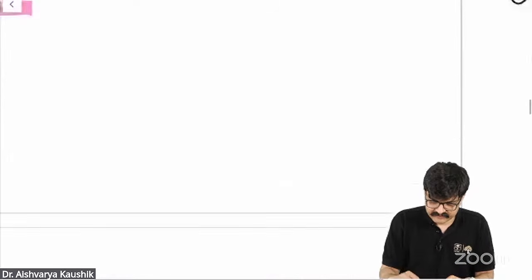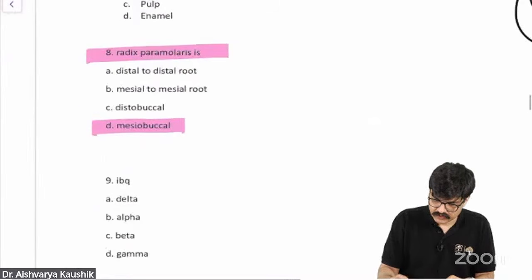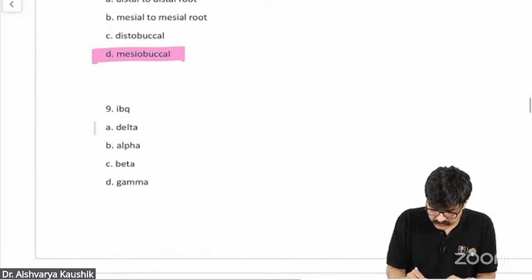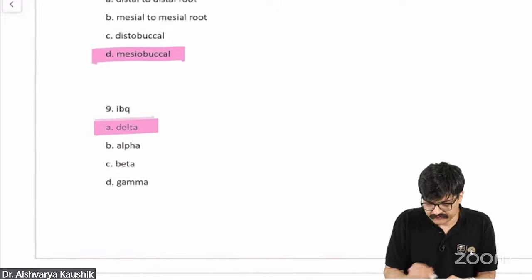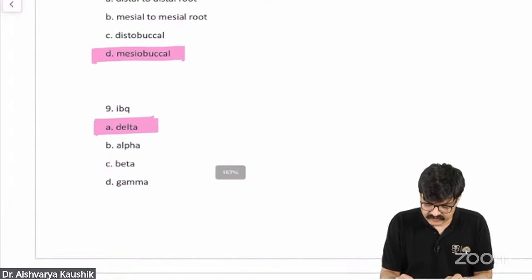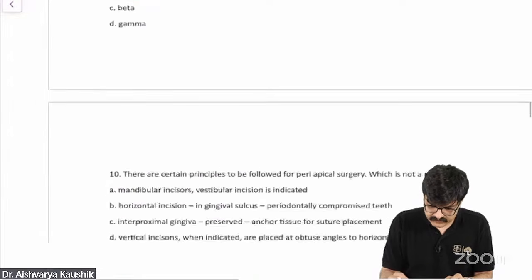So the answer is pretty simple here. Very commonsensical question. You don't even require a reference for this. It's a delta, isn't it? Fine, right, guys? That's a delta.